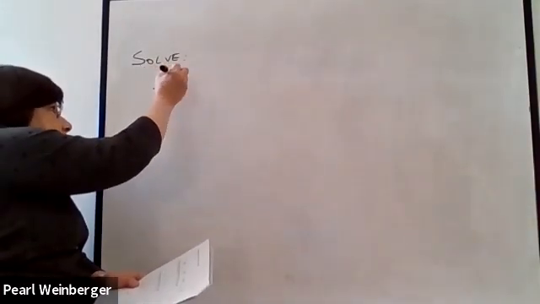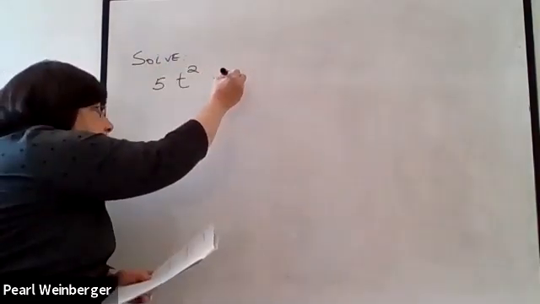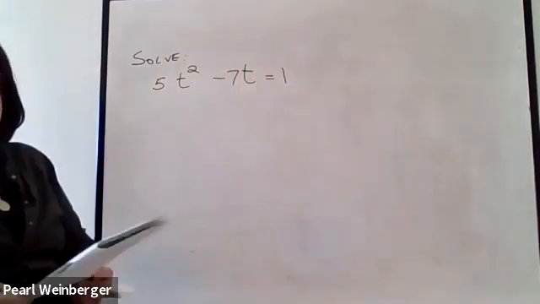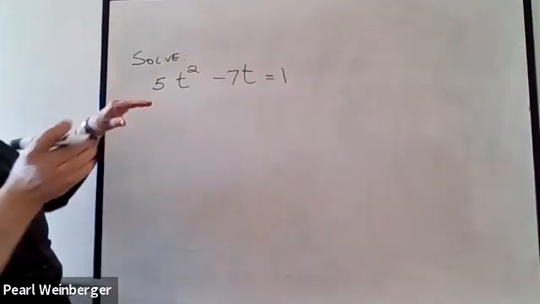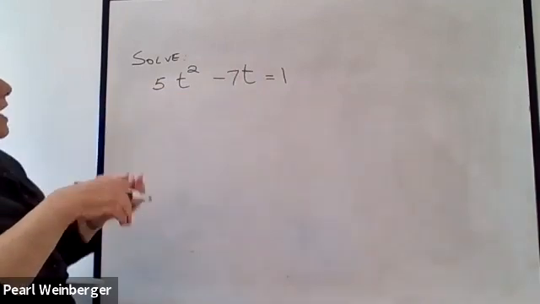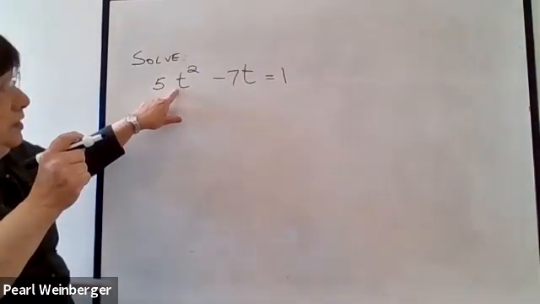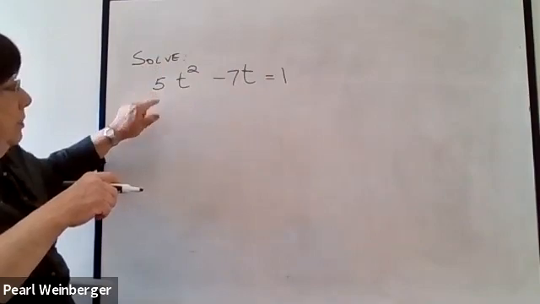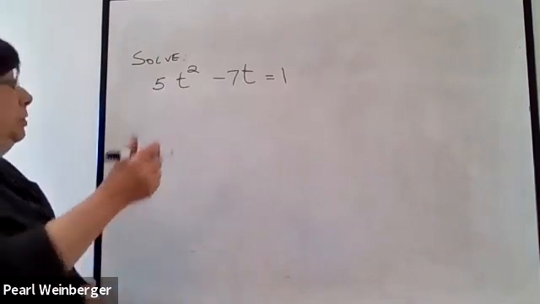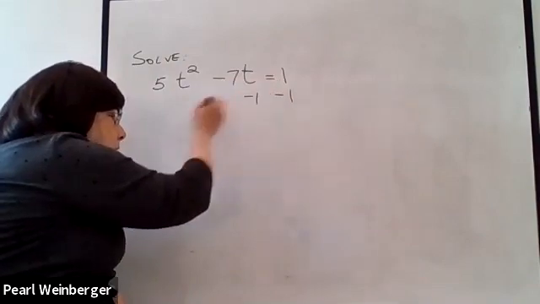It's 5t squared minus 7t equals 1. If I look at this, I see it's definitely a quadratic equation because it has a square. And it's not one where I would use the completing the square method, because in front of the t squared it's not just a plain t squared. The leading coefficient here is 5. So I'm not going to use completing the square. I'm going to bring the 1 to the other side.